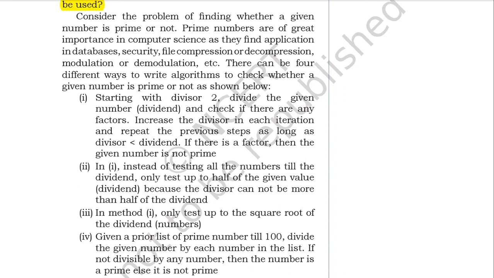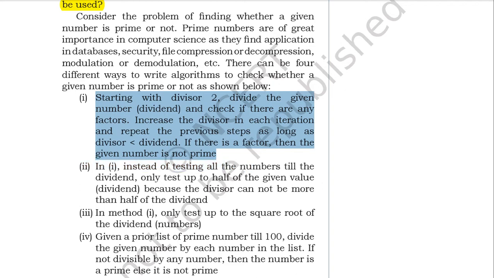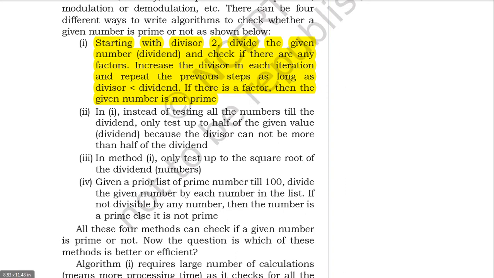There can be 4 different ways to write algorithms to check whether a given number is prime or not, as shown below. Number 1: starting with divisor 2, divide the given number and check if there are any factors. Increase the divisor in each iteration and repeat the previous steps as long as the divisor is less than the dividend. If there is a factor, then the given number is not prime. This is one approach. Second approach: in number 1, instead of testing all the numbers till the dividend, only test up to half of the given dividend value, because the divisor cannot be more than half of the dividend, right?